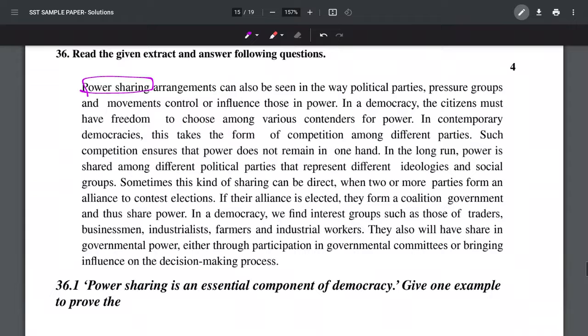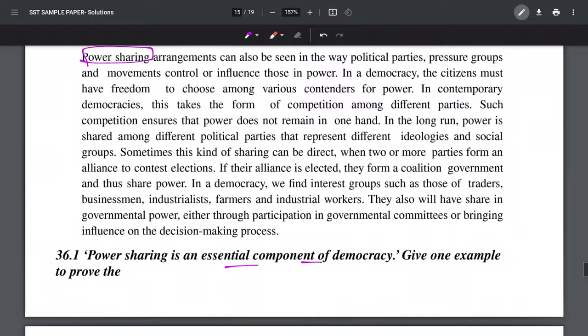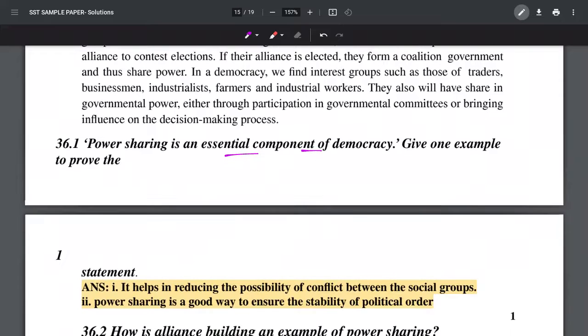Let's see the questions. First question is, power sharing is an essential component of democracy. Give an example to prove the statement. So how can we say that, why is power sharing important? Because it will help to reduce the possibility of conflict between social groups. Correct. If there is social group A, social group B, social group C, right? Now only and only the highest power is given to A. So what will happen? B and C will get sad.